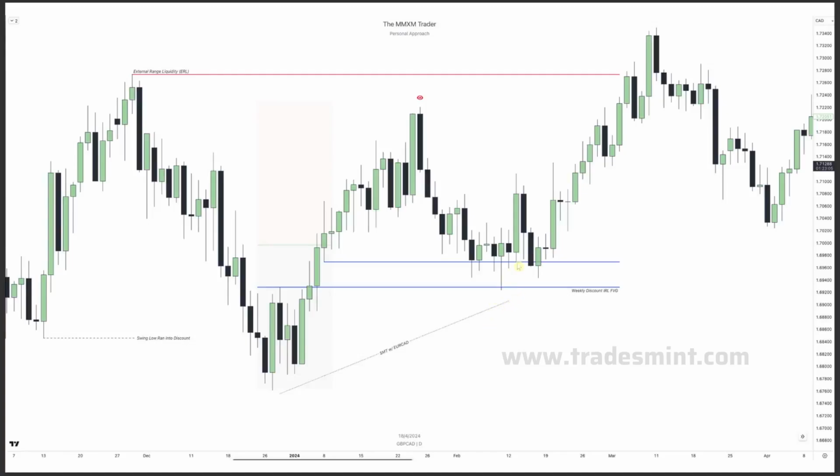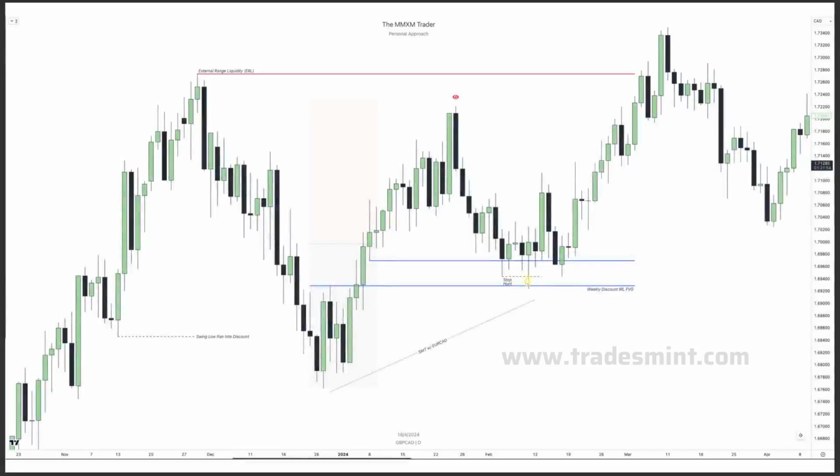So what can we see in this little piece of price action over here? We hit that weekly discount internal range fair value gap first, right? And see what happens over here. We have a stop hunt within that discount internal range fair value gap, which is on the weekly, right? And then we see price move up.